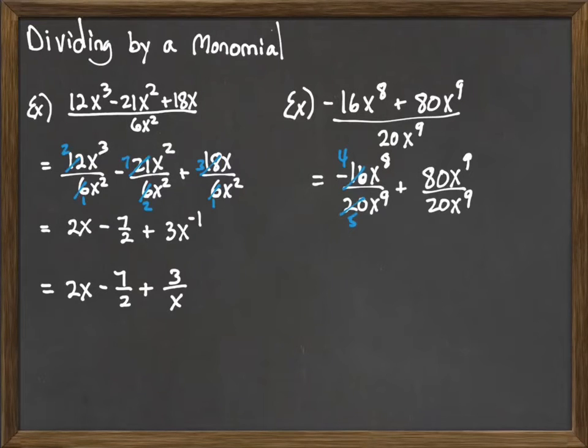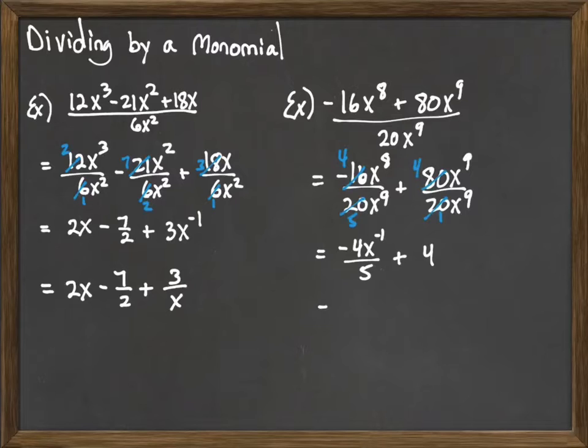Okay. And then x to the 8th and x to the 9th, we can subtract 8 minus 9, which will give us a minus 1. So we end up with negative 4. Remember, when we subtract, that answer goes in the top. x to the minus 1 over 5. And then we move on to the 80 over 20. We can take a 20 out of both. That leaves us just a 4 in the top and a 1 in the bottom. And then we have x to the 9th over x to the 9th, so it's gone. So we have just plus 4.